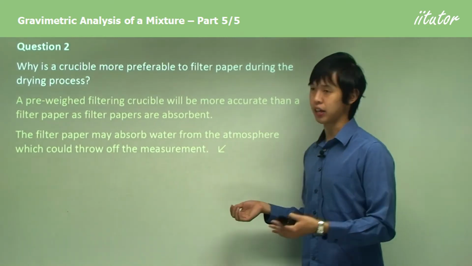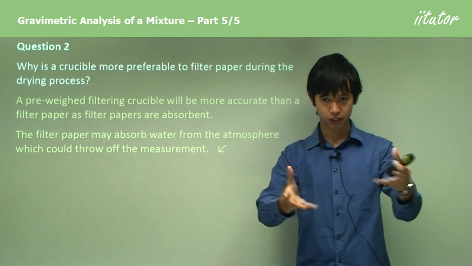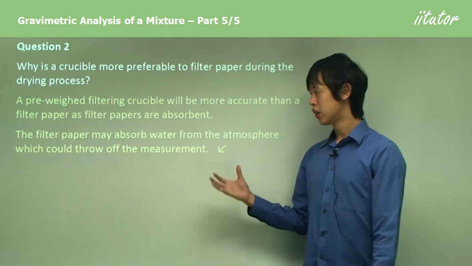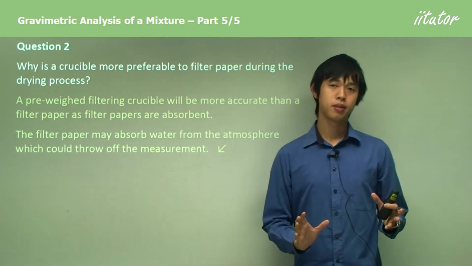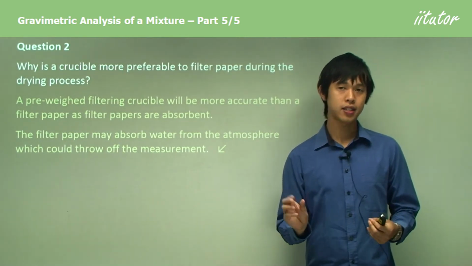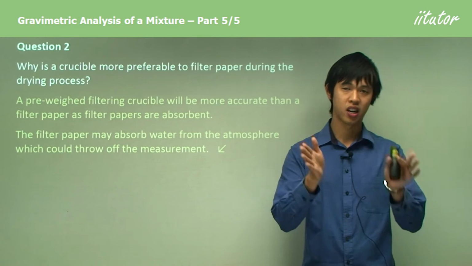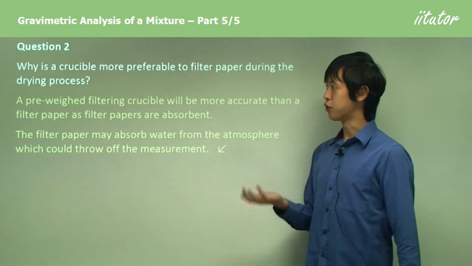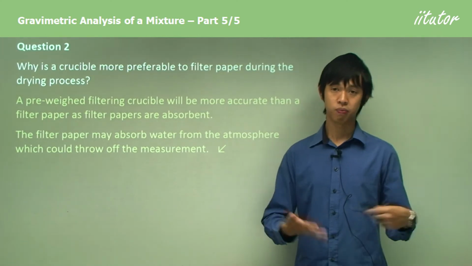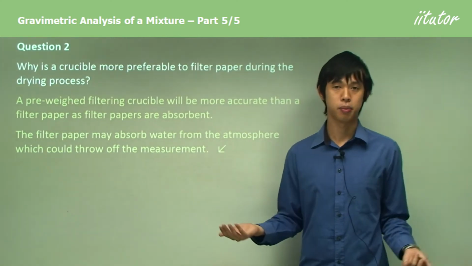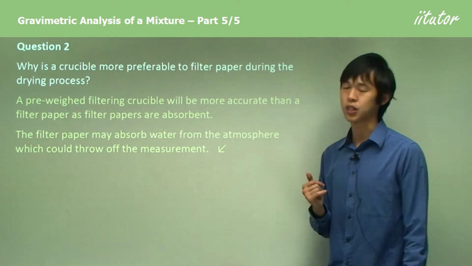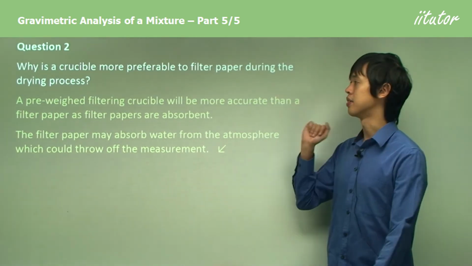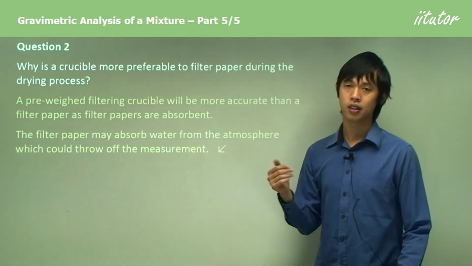from the atmosphere or from, say, the humidity of the device, it could throw off our measurements because we would be adding a little bit of water mass to our filter paper and sand mass. So we'll get wrong results. The crucible doesn't absorb water, so we can just ignore that error because it's not going to exist. Okay? So that's why it could be beneficial to use the crucible.